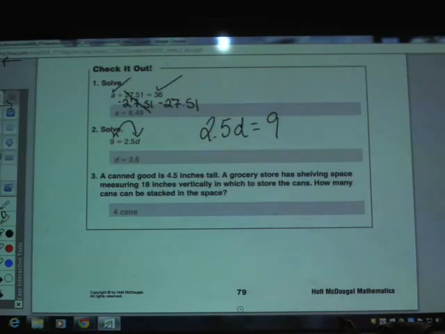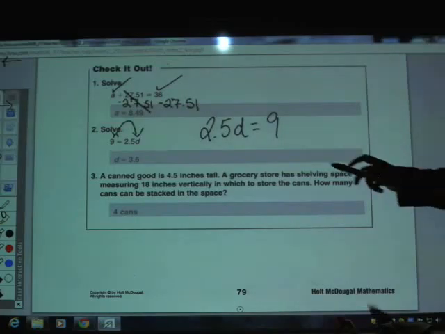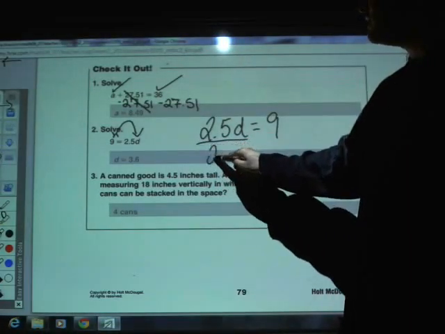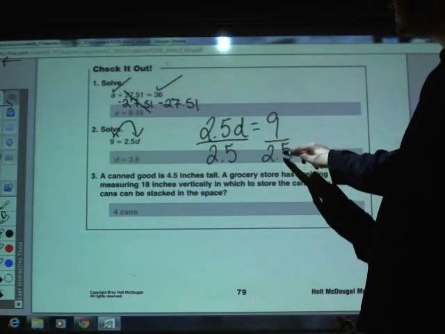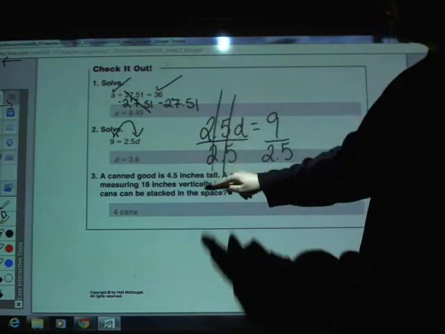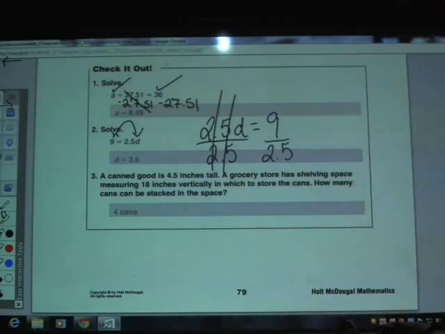The troublemaker I have is the 2.5. That's a number. It belongs on the right, but it's on the left. So to move it to the opposite side, I'm going to do the opposite. Well, right now it says that I'm multiplying by 2.5, so the opposite is going to be to divide by 2.5, which of course I'm going to do on both sides. This times 2.5 divided by 2.5 cancels each other out and leaves me D. 9 divided by 2.5 is my answer, which as you can see is 3.6.